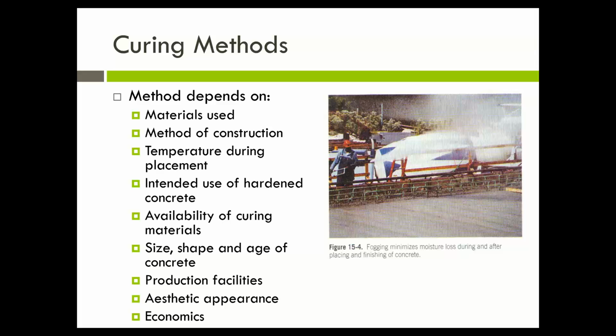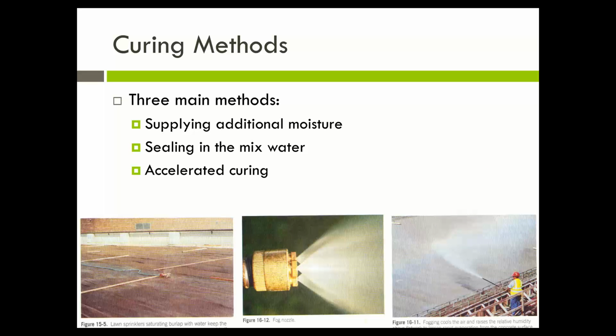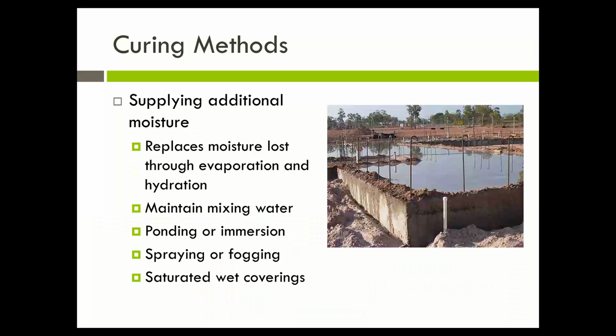For example, if you are ponding water on the top of a bridge deck, that water quickly becomes relatively high in pH, and now you can't let it drip into the river. So it becomes something of an issue. Here's some pictures, right? We can supply additional moisture, a positive cure. And then you can see the lawn sprinklers keeping the burlap wet in figure 15.5. We could seal the mix in with water, that's our curing compounds, or we could fog, which will also seal the water in by changing the rate of evaporation, or going to accelerated curing.